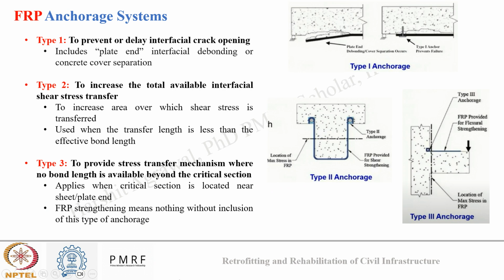Now, to resist debonding failure, there are three major types of anchorage systems that are used. What are these? Type 1 anchorage system is used to prevent and delay interfacial crack opening. Near the joints where cracking starts, how do we prevent these types of failure? We use type 1 anchorage. This includes plate ends where interfacial debonding and cover concrete separation occurs.